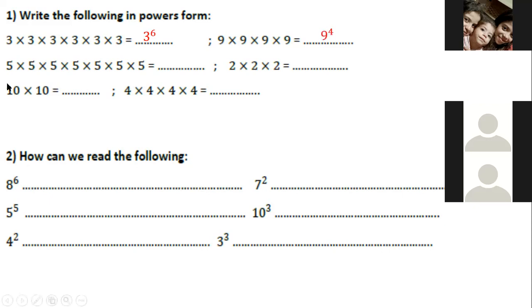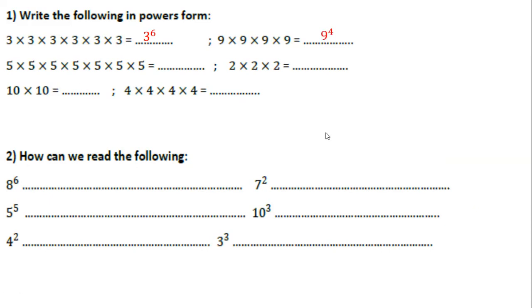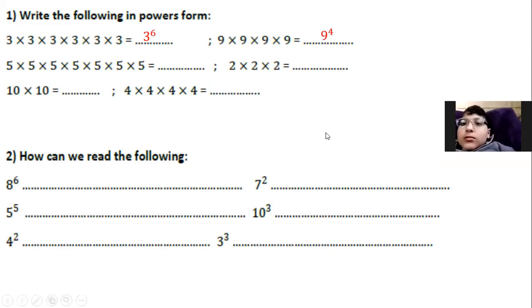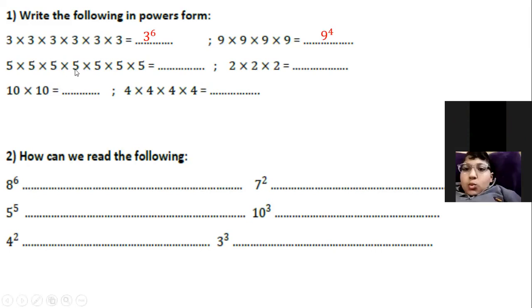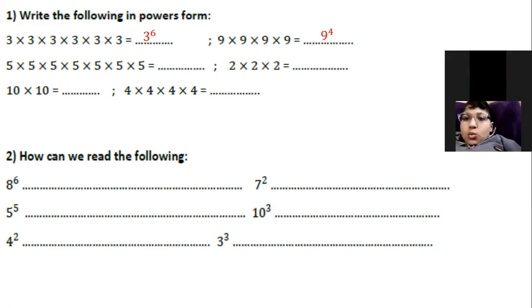Thank you. Now I move to Lamar Sufan. Yes, Lamar? You have 5 times 5 times 5 times 5 times 5 times 5 times 5. What is the number repeated, Lamar? 5. How many times? 7. So it's 5 to the power 7. Yes, so we write 5 to the power 7. Thank you, Lamar.